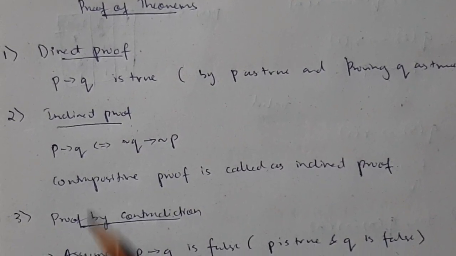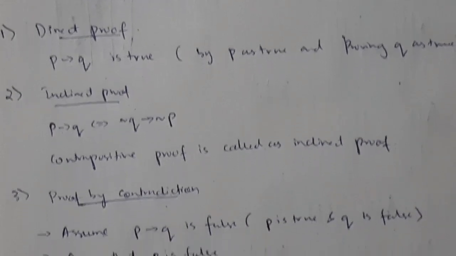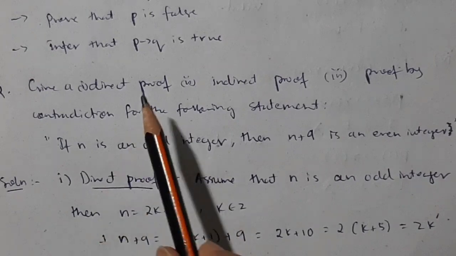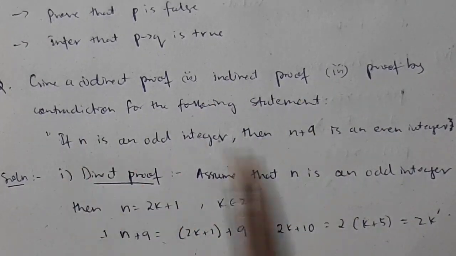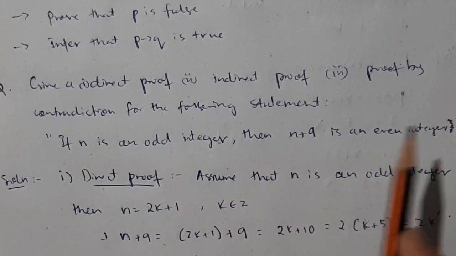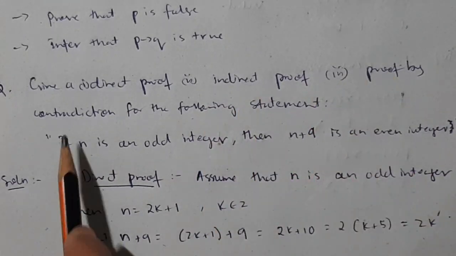Moving on, we have proofs of theorems. That means some proofs are given in different ways. We will prove some statements. Let's start with an example here. We have been asked to give a direct proof, indirect proof and proof by contradiction for the following statement: if n is an odd integer, then n plus 9 is an even integer. We have to prove this using 3 methods: direct, indirect and contradiction.